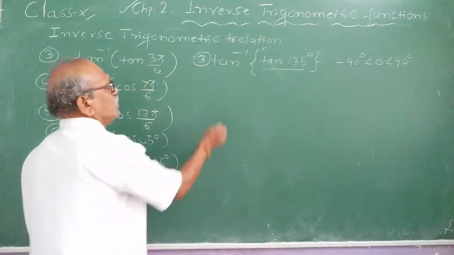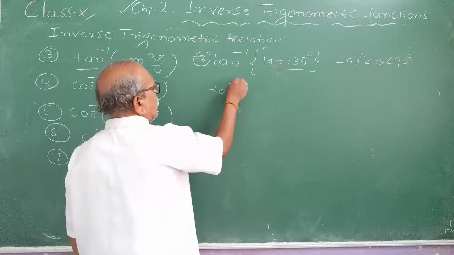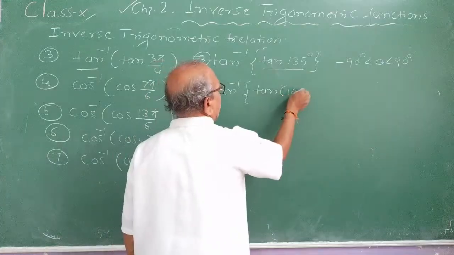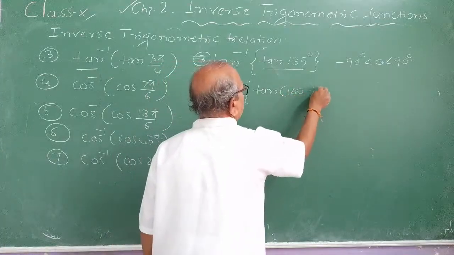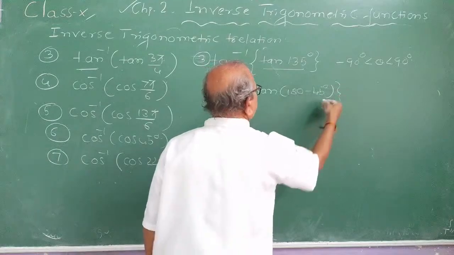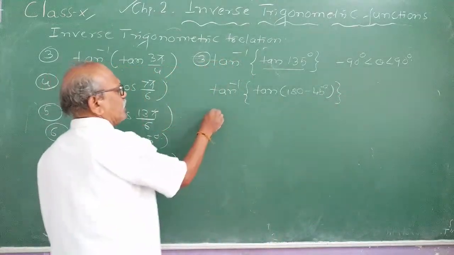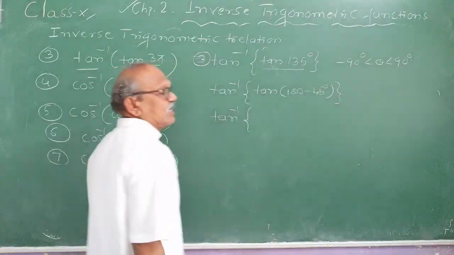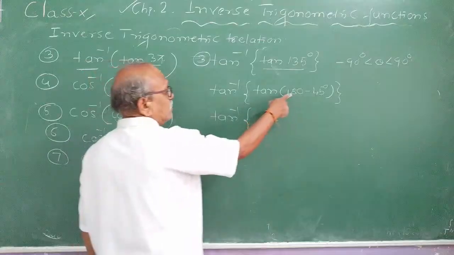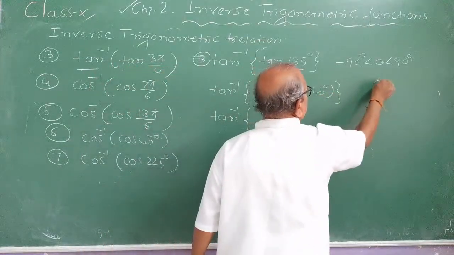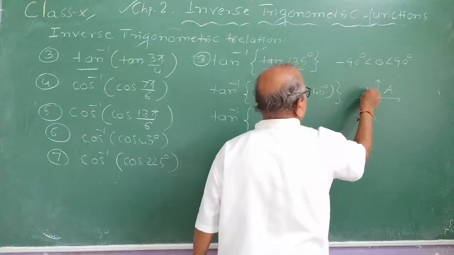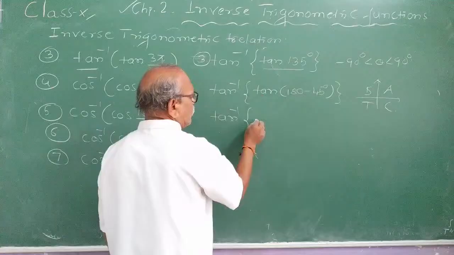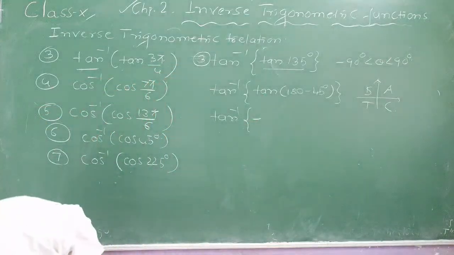Then what you can do? You can do tan inverse of tan 180 minus 45 degree. Now you can write it as tan inverse of tan 180 minus theta. Second quadrant, ASTC rule. In the second quadrant, what about tan and cot? Tan and cot are negative, therefore you can write it as minus tan.